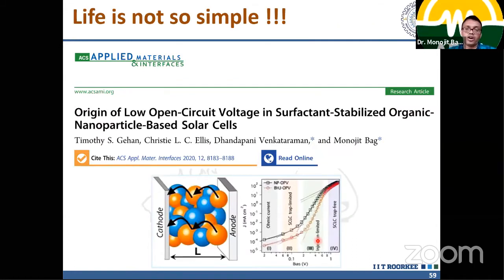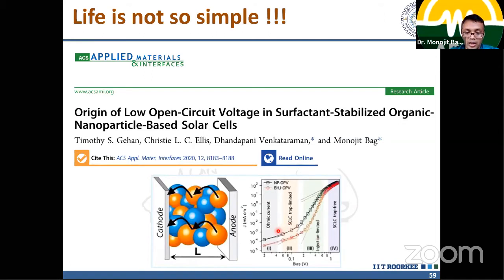But life is not so simple, right? As I said, the BHJ device is still outperforming our nanoparticle device. So why are we losing the efficiency and what is the reason behind that? And that is what we started studying a lot after fabricating these two devices.